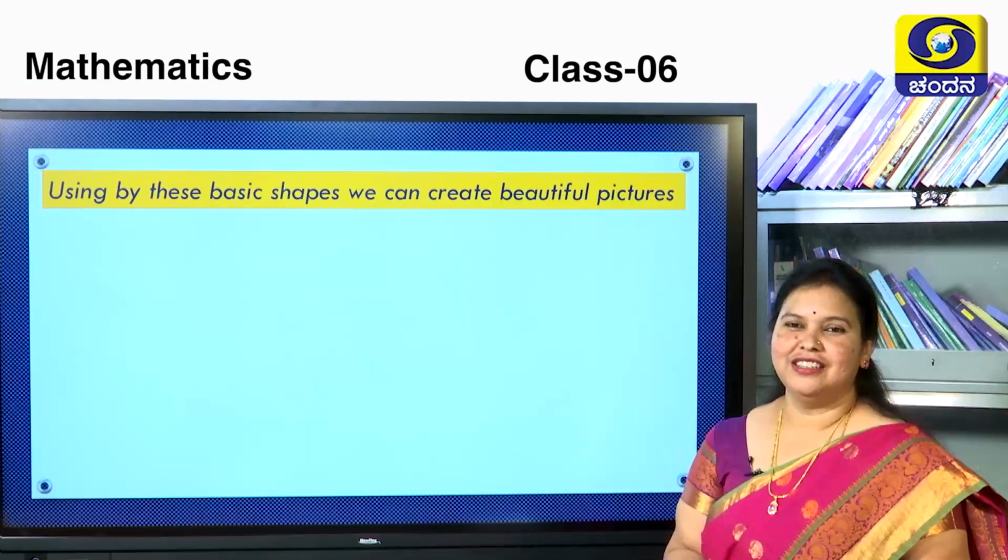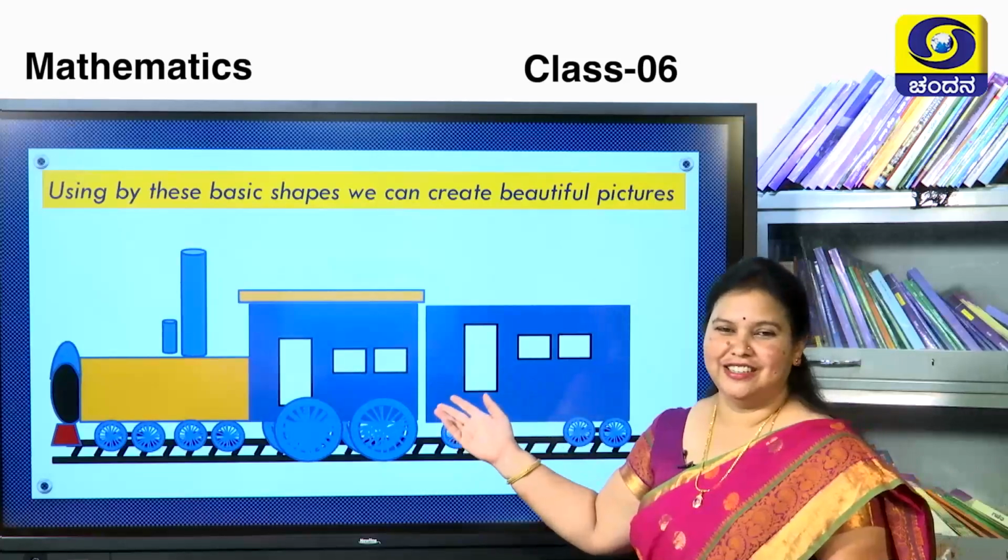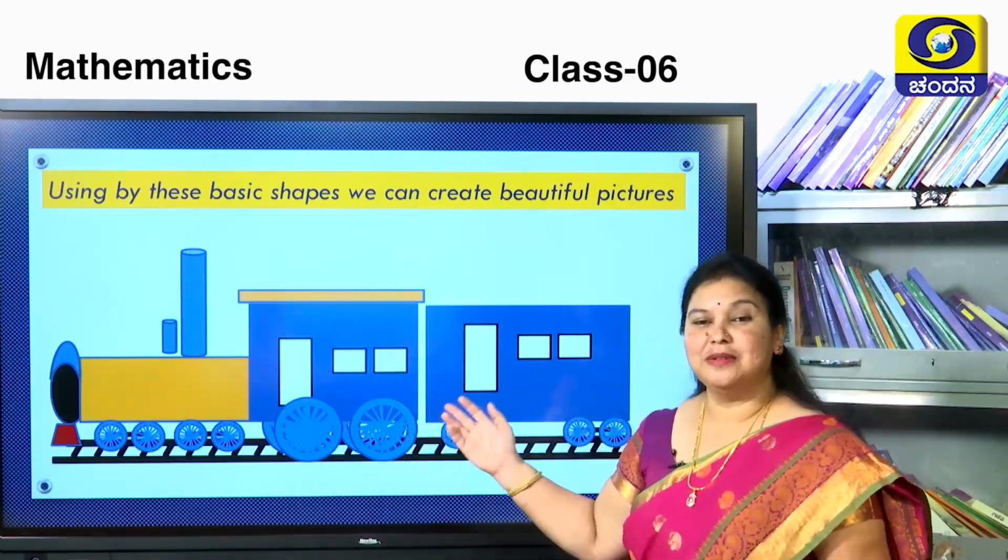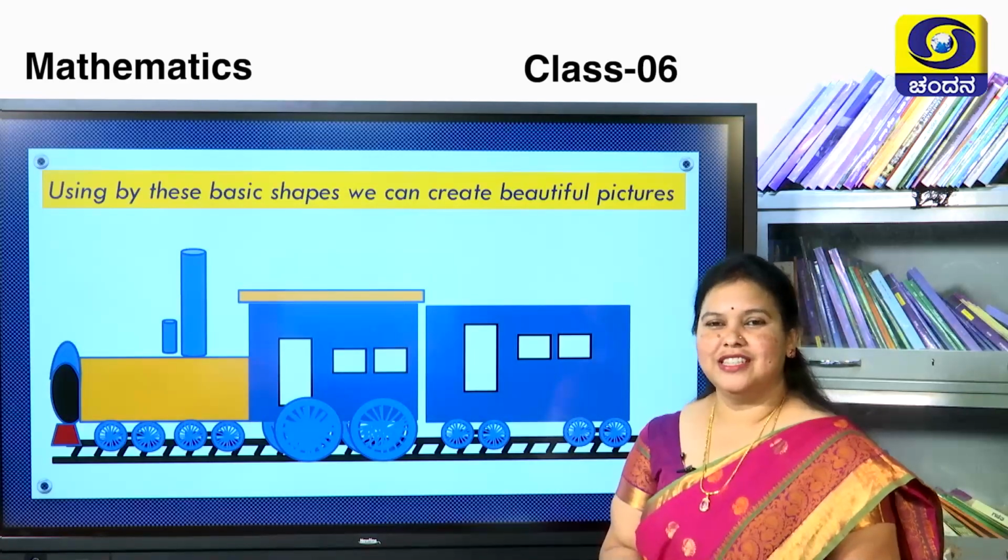Now you see, wow, it's a train. Like this, you can also create amazing pictures. We'll see the next one.